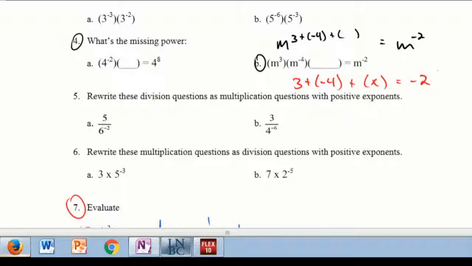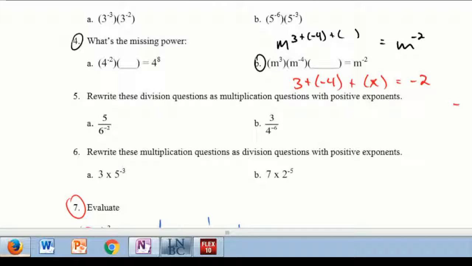So all I've done is just made a math equation out of the exponents, because I know I'm going to add all of those together. Now I can solve for x, or I can just solve by inspection. 3 plus negative 4 is negative 1. So what is x going to be to give me negative 2? Both sides of this must be the same thing. So I guess I can solve it mathematically. There's nothing wrong with that.